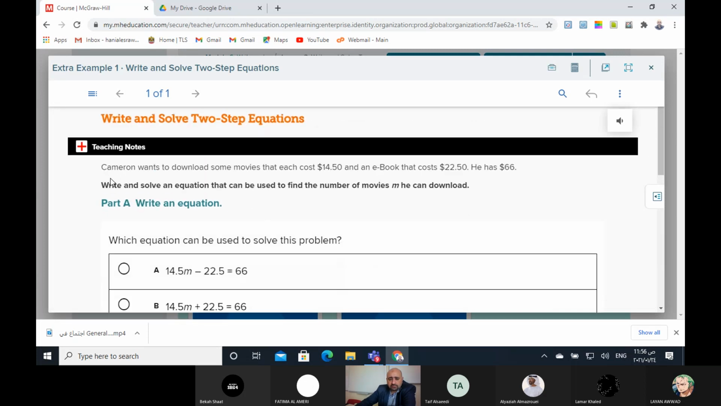The question now: Cameron wants to download some movies that each cost $14.50. Each cost means the cost for one movie will be 14.50. And he wants to download an ebook that costs $22.50. So Cameron wants to download two things, movies and an ebook. The cost of one movie will be 14.50 and the cost of the ebook will be 22.50. Now he has $66.